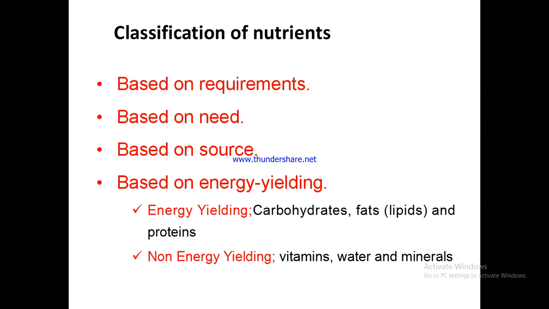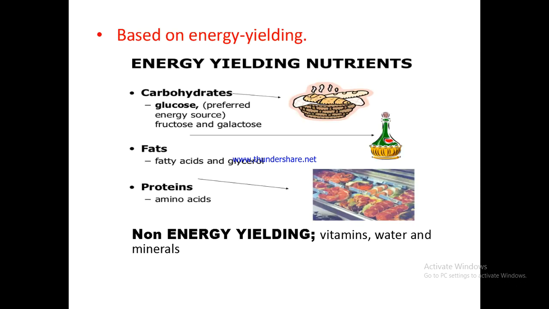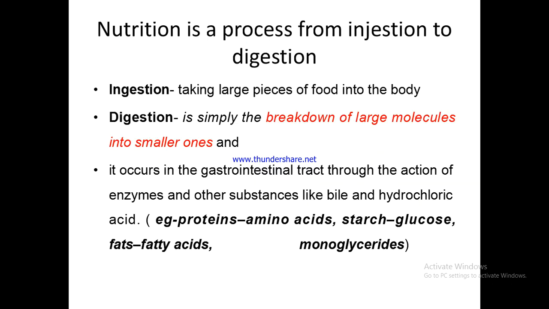The other classification is based on energy yielding. Nutrients can be classified into energy yielding nutrients and non-energy yielding nutrients. In general, the macronutrients are the energy yielding nutrients: carbohydrate, fat, and protein. The non-energy yielding nutrients are the vitamins and minerals. We have already discussed these things on our previous slides, so we proceed with the other terminologies.